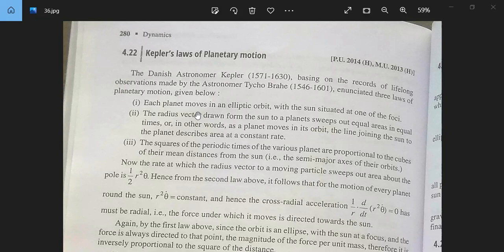First law, every planet moves in an elliptic orbit with the sun situated at one of the foci. एक एलिप्स में दो फोकस होते हैं, तो जो प्लैनेट है वो एलिप्टिक ऑर्बिट में मूव करता है और सन उन दोनों फोकस में से किसी एक पर होता है। Second, the radius vector drawn from the sun to a planet sweeps out equal areas in equal time.